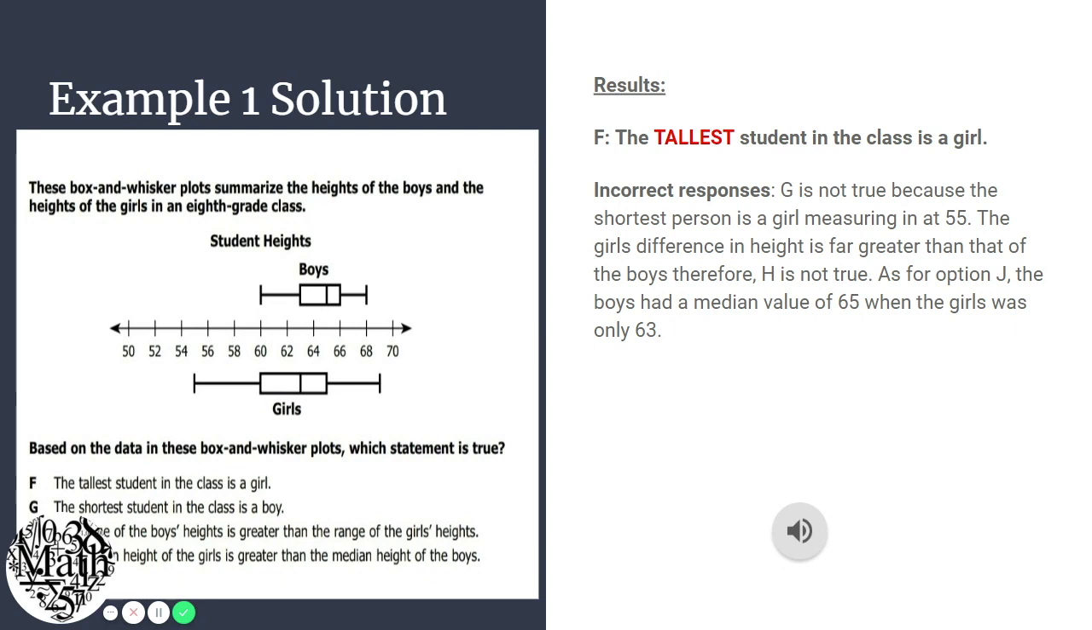And for J, it says the median height of the girls is greater than the median height of the boys. If we look at the median height of the girls, we get 63, and the median height for the boys is 65, which means that one is not true because the median height for the boys is actually greater than that of the girls. So therefore, the correct answer for example number 1 is F.